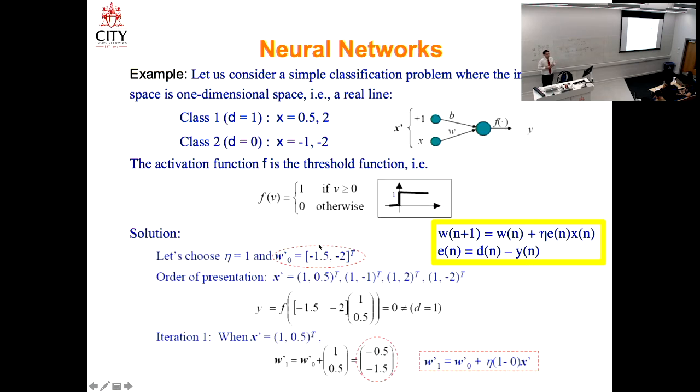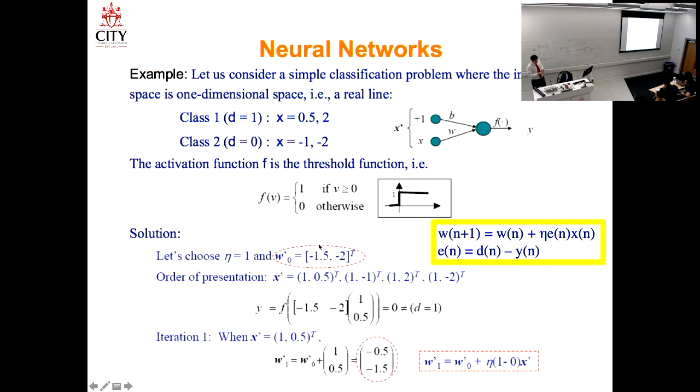Sorry, so the second one in the X tuple is the bias? Yeah, the first one is bias. And the second one is the value, 0.5. This is minus 1. This is 2. This is minus 2.